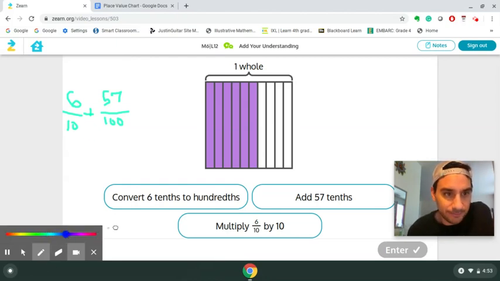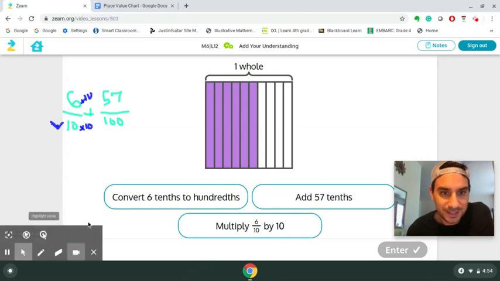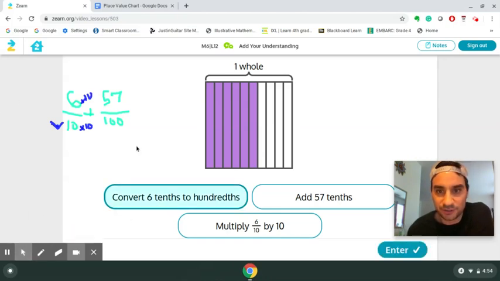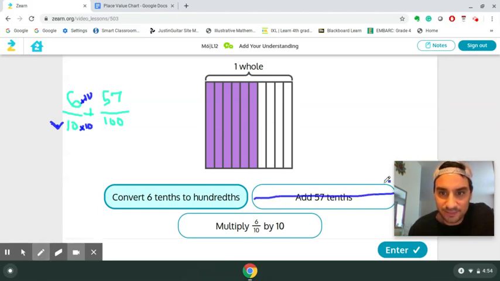I think I can. I think I can easily convert this denominator, my tenths, into hundredths. All I have to do is multiply it by 10. If I multiply the denominator by 10, I must multiply the numerator by 10, and that will allow me to convert 6/10 to hundredths. We can't add 57/10. That won't help us.